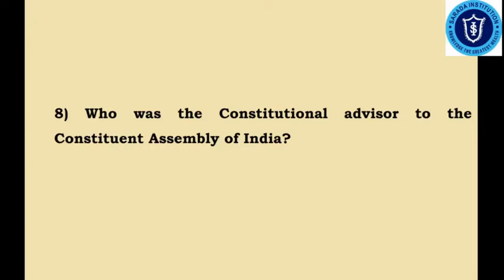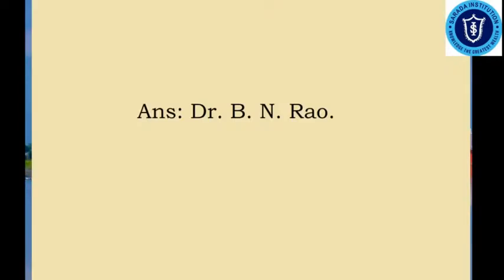So this Constituent Assembly of India had a legal advisor, a man who was a great barrister, a man who had immense knowledge on legal terms. Such a man was the legal advisor of the Constituent Assembly. He was the constitutional advisor to the Constituent Assembly, and his name was Dr. B.N. Rao. You can see the answer on the screen. Dr. B.N. Rao.